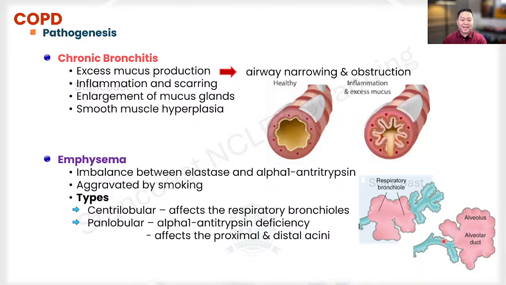So the panlobular emphysema is associated again with the alpha-1 antitrypsin deficiency, and this can affect both the proximal and the distal acini, and is usually seen in the lower lung zones. Okay, so these are again the two types of emphysema. Now let's move on to the different manifestations in a patient with COPD.